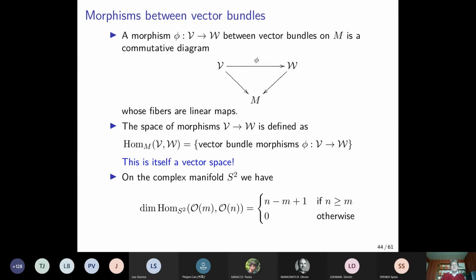And if we look on the sphere, and we look in particular at line bundles, then there's a formula for the dimension of that vector space. Now, the formula is not so important, but what is important to realize is that we get a finite dimensional vector space. And that is because of the extreme rigidity of complex geometry. If we had taken homomorphisms as real line bundles, we would have gotten an infinite dimensional vector space.